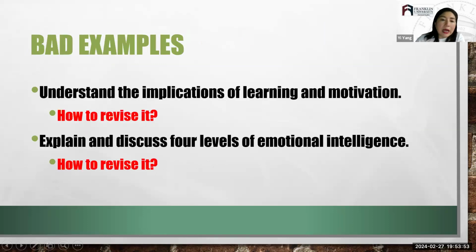Okay, so I have two not so good examples here. I want you to take a look, see why they are bad and how to revise them. The first one is: understand the implications of learning and motivation. So why is it bad?